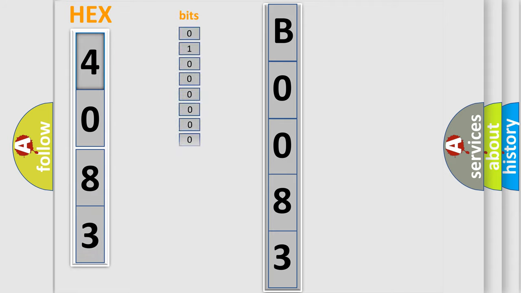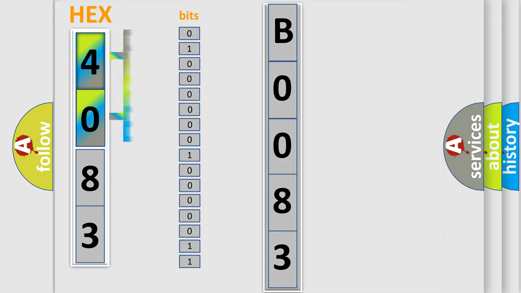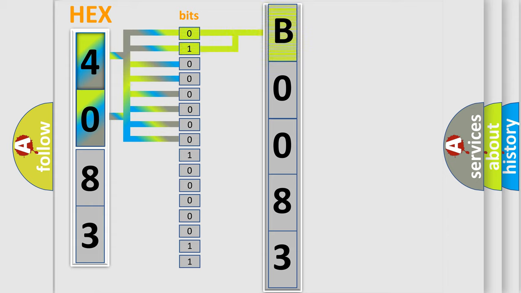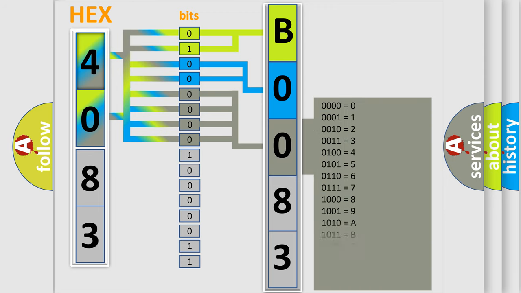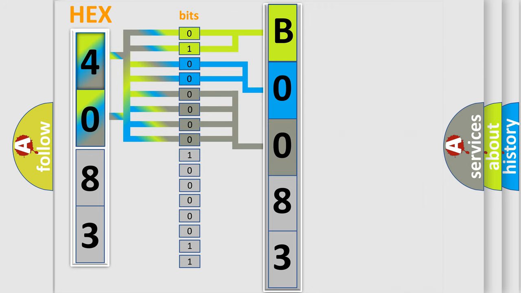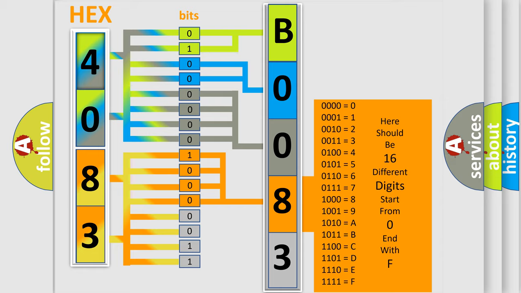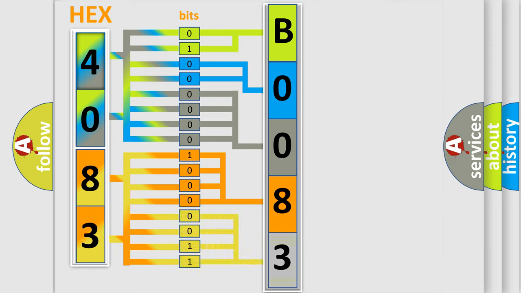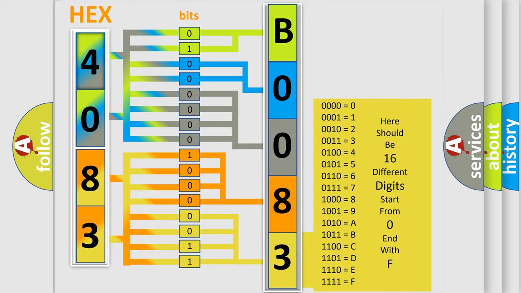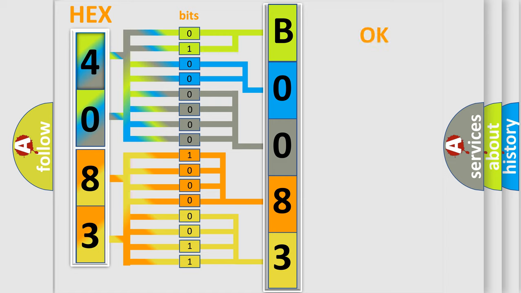The error code is split into two bytes consisting of 16 bits. One bit is the basic unit that each computer works with. The bit has two logical states: 0, low level, 1, high level. By combining the first two bits, the first character of the error code is expressed. The next two bits again determine the second character. The last bits of the first byte define the third character of the code. The second byte is composed of a combination of 8 bits. The first 4 bits determine the fourth character of the code, and the combination of the last 4 bits defines the fifth character. A single byte conceals 256 possible combinations. We now know in what way the diagnostic tool translates the received information into a more comprehensible format.